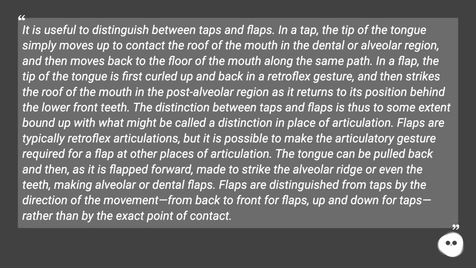Flaps are typically retroflex articulations, but it is possible to make the articulatory gesture required for a flap at other places of articulation. The tongue can be pulled back and then, as it is flapped forward, made to strike the alveolar ridge or even the teeth, making alveolar or dental flaps. Flaps are distinguished from taps by the direction of the movement, from back to front for flaps, up and down for taps, rather than by the exact point of contact.